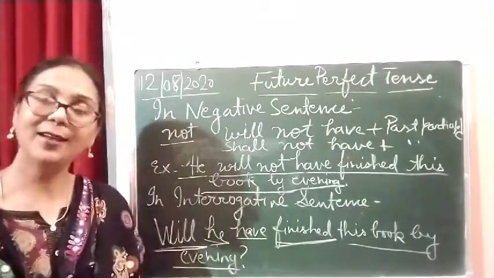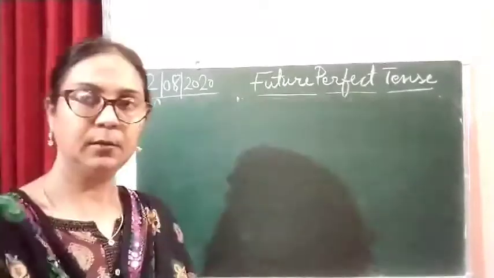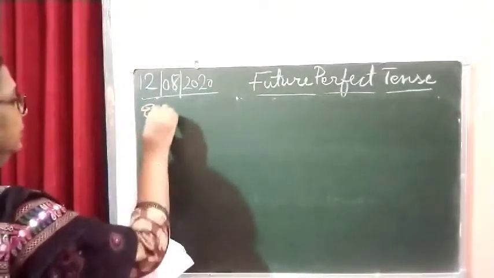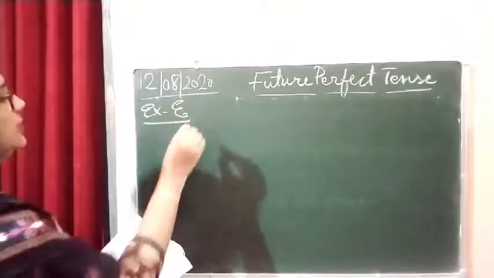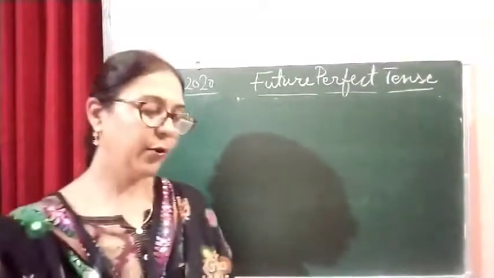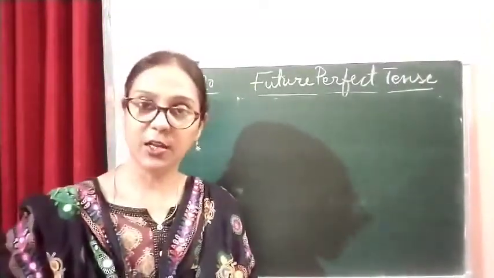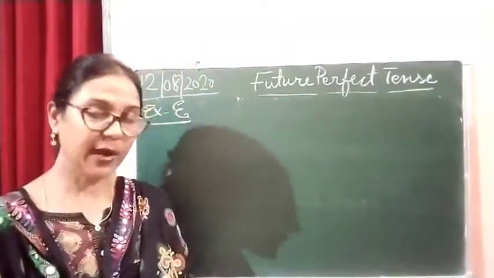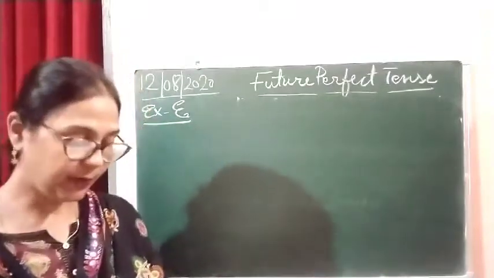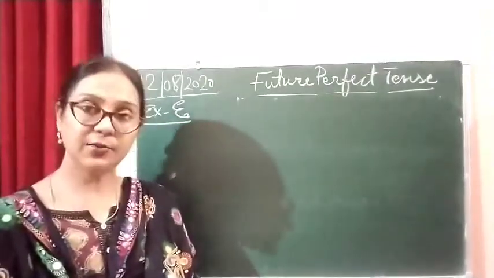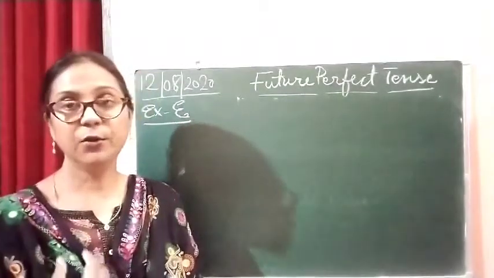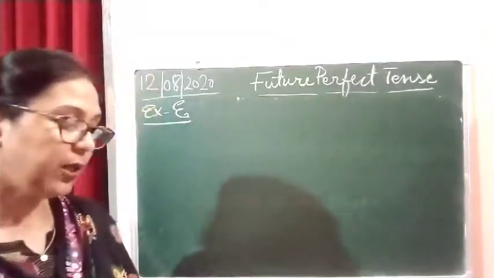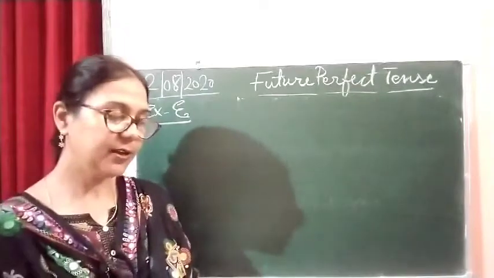Now we are going to solve the exercise. This is exercise number E. Rewrite the following sentences in negative and interrogative form. Sunanda will have invited her friends by tomorrow. This exercise you can find on page number 81 in the Mastering Grammar book. So all of you take out your Mastering Grammar book and we are going to complete this exercise. Sunanda will have invited her friends by tomorrow.